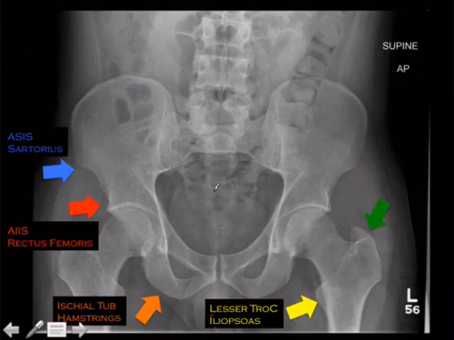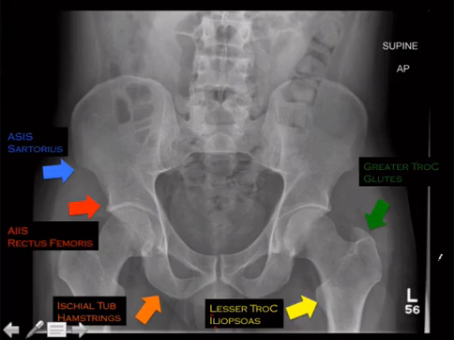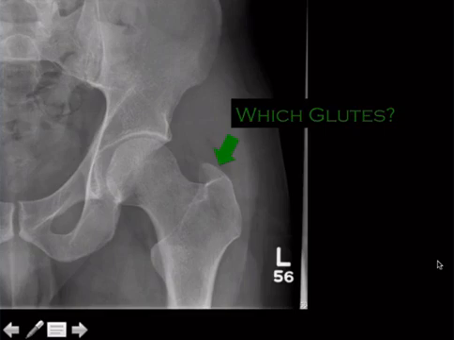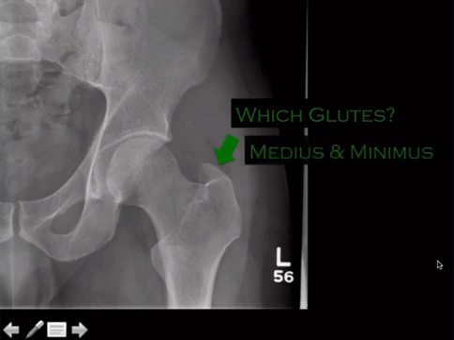And then the other one, so if this is lesser, this is greater. And another thing that starts with a G is glutes. So greater trochanter glutes, ilio psoas, lesser. It's not just all the glutes, though. It's which glutes? Because we've got three different glutes. Remember, there's maximus, medius, and minimus. So only two of the glutes attach here, and it's medius and minimus. Maximus actually attaches on this thing called the gluteal spine or the oblique ridge, which is further down.